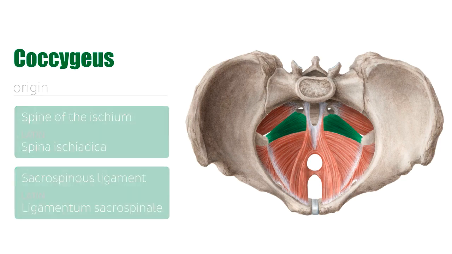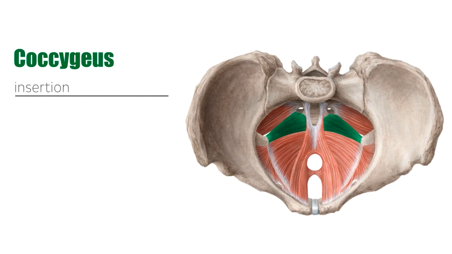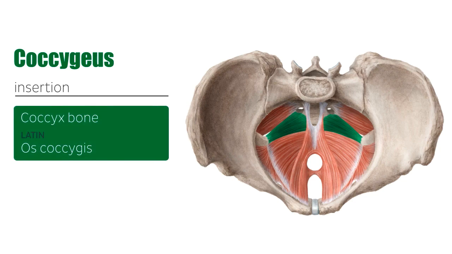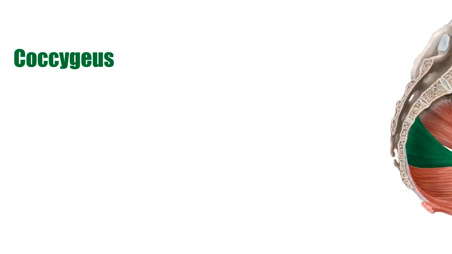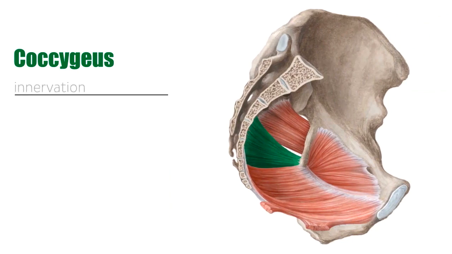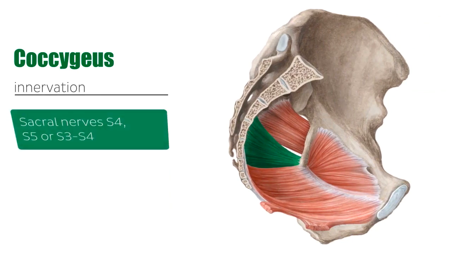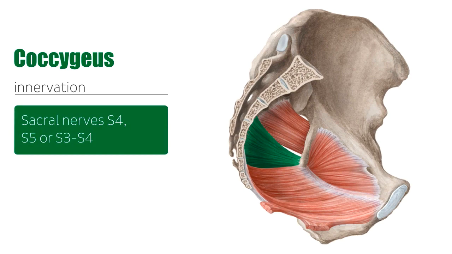As for the insertion point for the coccygeus muscle, this muscle is inserted into the margin of the tailbone, the coccyx, and into the side of the lowest piece of the sacrum. And you can see here a bit of the insertion of this muscle into this bone here, the sacrum. When it comes to the innervation of the coccygeus muscle, this muscle is going to be innervated by sacral nerves S4, S5, or also you can see that in some references they might mention S3 to S4.